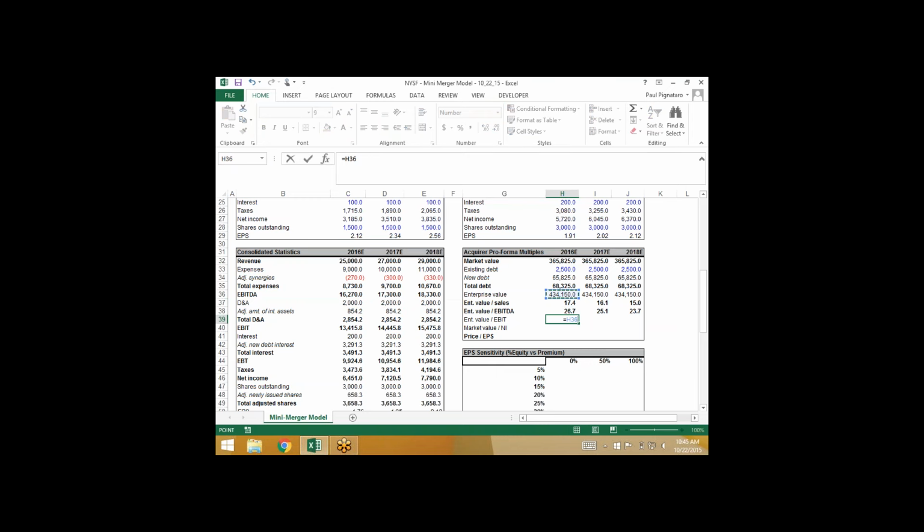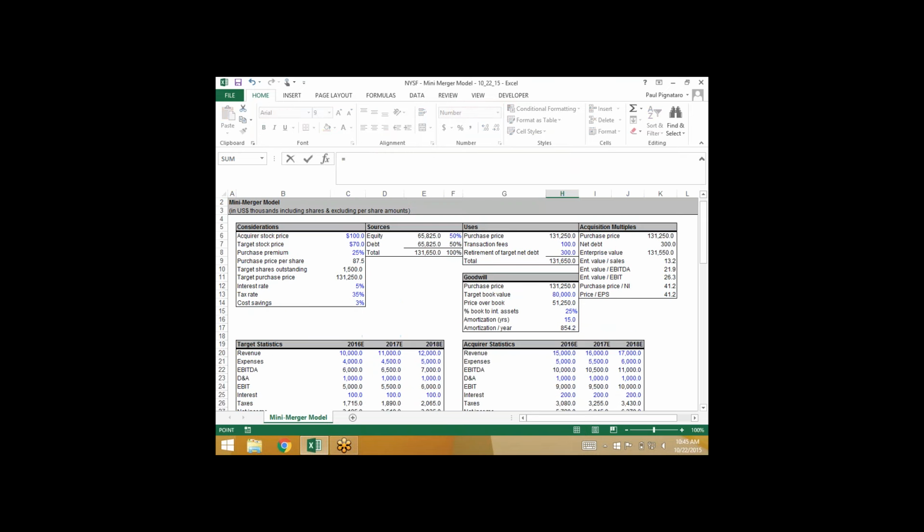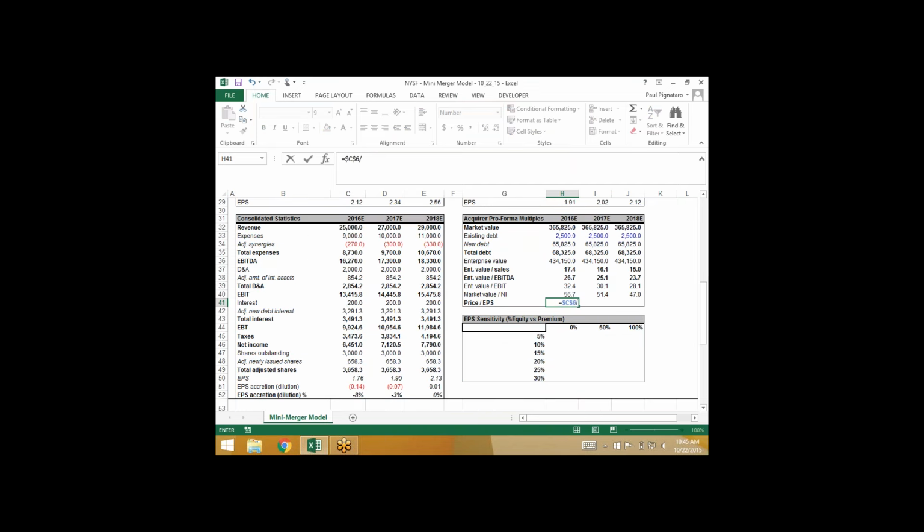Enterprise value to EBIT, enterprise value divided by EBIT. Okay. You guys got this. Market value to net income is the market value divided by net income, of course. And price to EPS is the price of the acquirer, the price that the entity is trading at, which we assumed is the price of the acquirer, anchor that, divided by the earnings per share, which is the same number as the market value per net income. Those are the multiples.